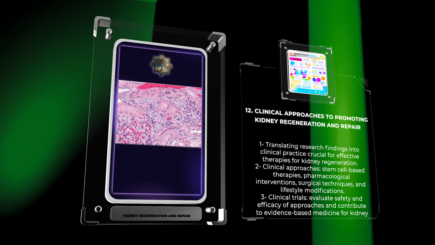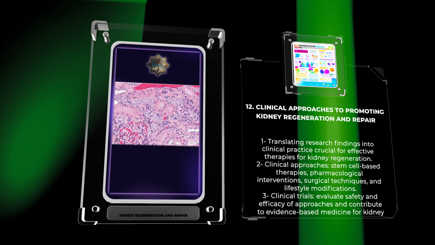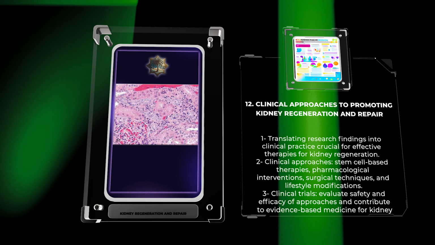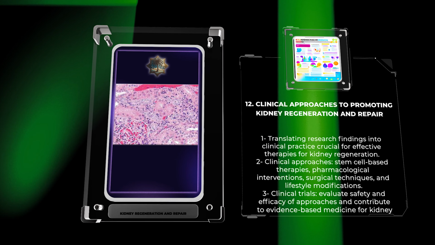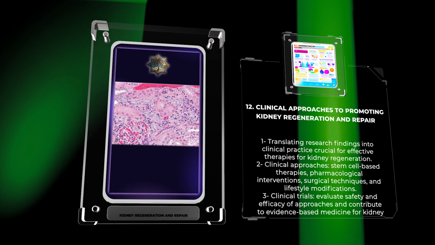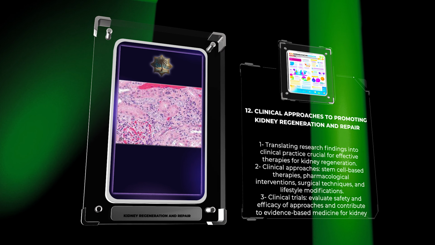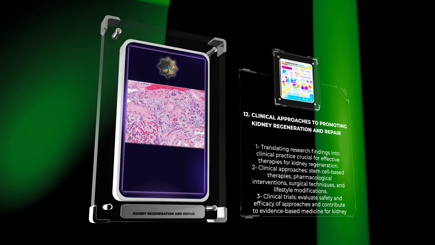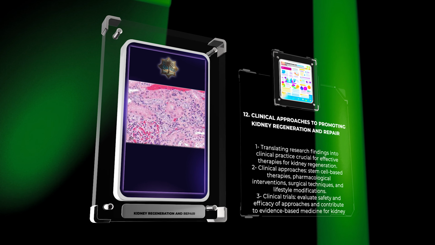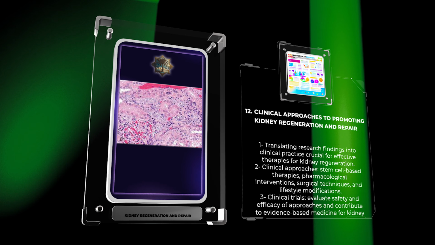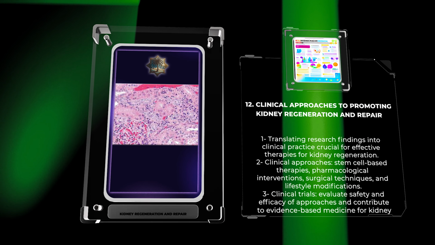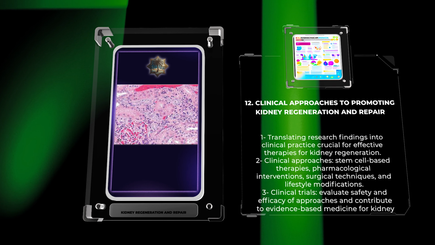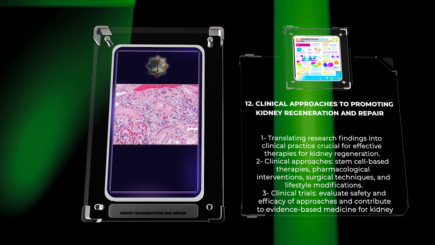Translating research findings into clinical practice is crucial for the development of effective therapies for kidney regeneration and repair. Clinical approaches to promoting kidney regeneration encompass a broad range of strategies, including stem cell-based therapies, pharmacological interventions, surgical techniques, and lifestyle modifications. Clinical trials evaluate the safety and efficacy of these approaches and contribute to evidence-based medicine for the treatment of kidney diseases. Building on foundational research, ongoing clinical studies aim to improve patient outcomes and establish therapeutic interventions that can be implemented in routine clinical practice.